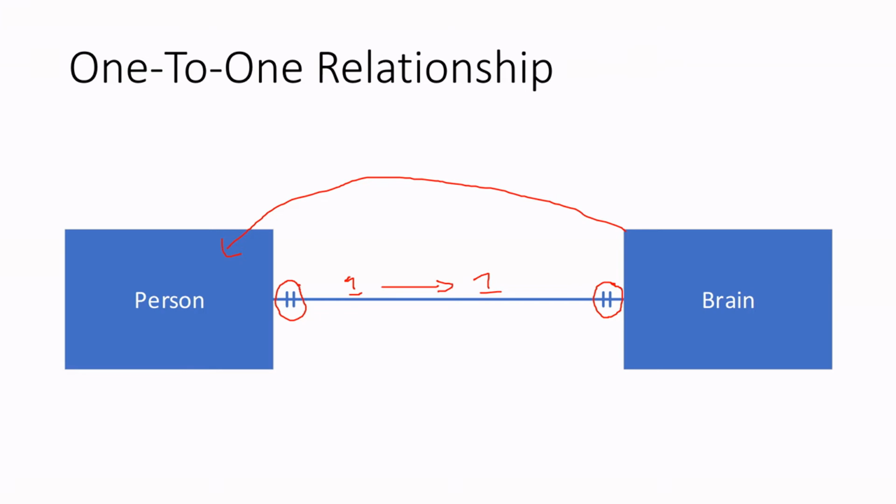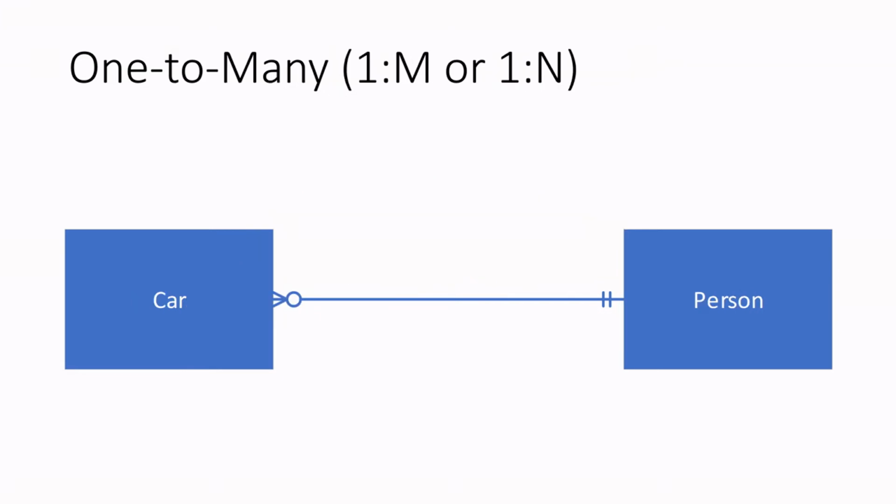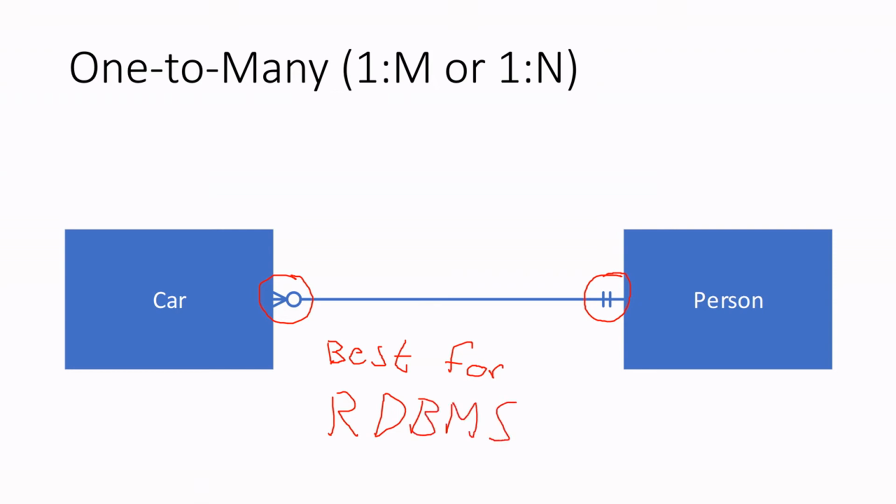One-to-many is the relationship that you should focus on trying to implement in your relational entity database, because this is basically what the relational entity database is built up of. It's entities that have one occurrence on one side and many on the other side. So here is the same one before with the car and the person. What we say here is that a person can have many cars, but a car can only have one owner. So we have a one-to-many relationship.